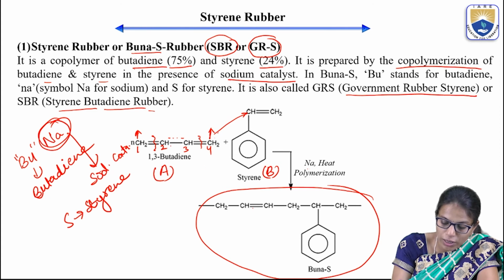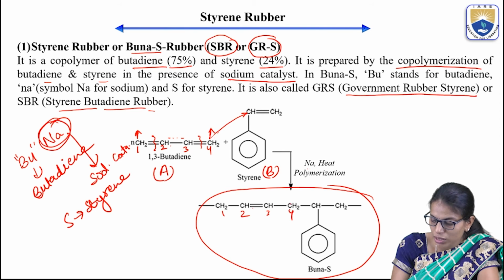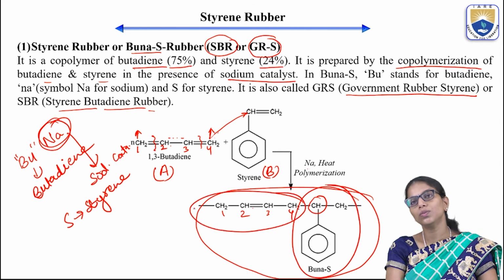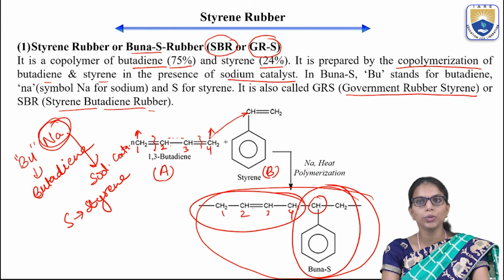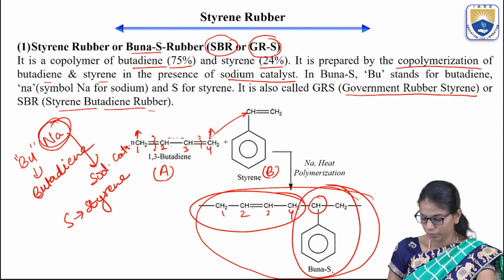here, this is 1,3-butadiene. Now again that bonding is in between 2 and 3, and this carbon 4 is attaching to the carbon of styrene. So this 1, 2, 3 and 4, this 4 is again connecting with the carbon of styrene. This is the molecule of styrene, and this is the 1,3-butadiene part. So on the basis of this copolymerization of 1,3-butadiene and styrene, the formation of Buna S will occur.